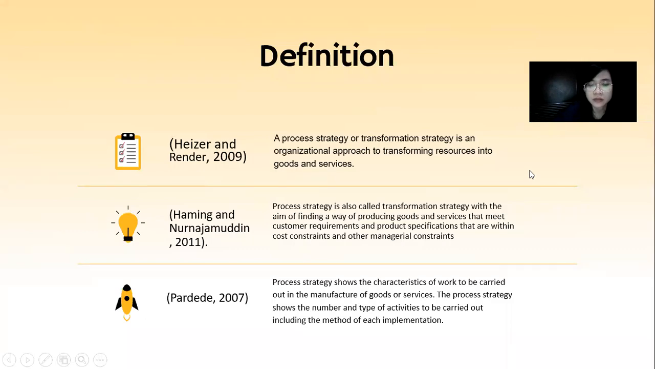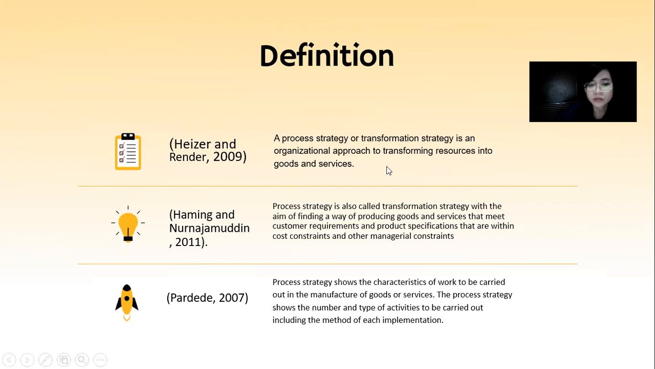There are definitions according to experts. First, Heizer and Render 2009. A process strategy or transformation strategy is an organizational approach to transforming resources into goods and services.